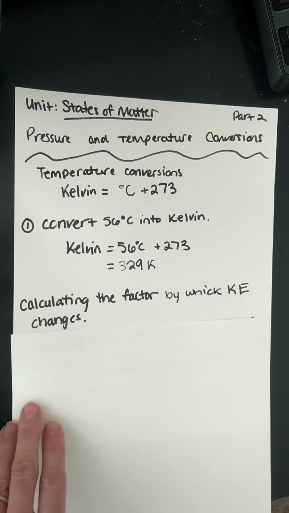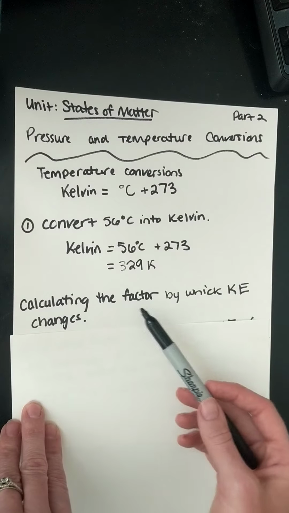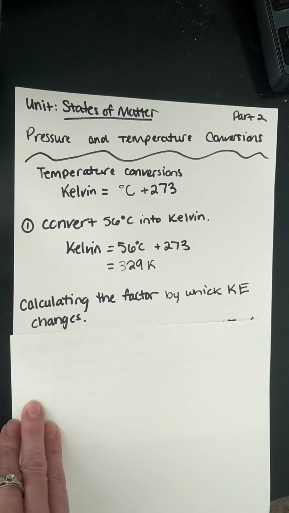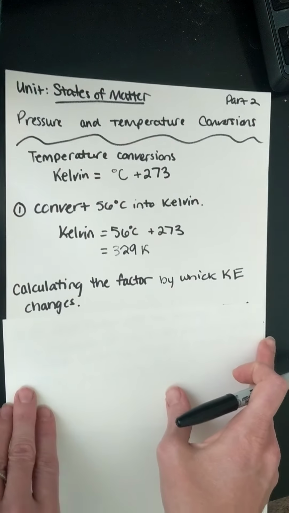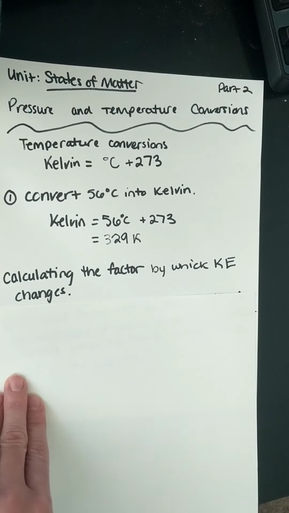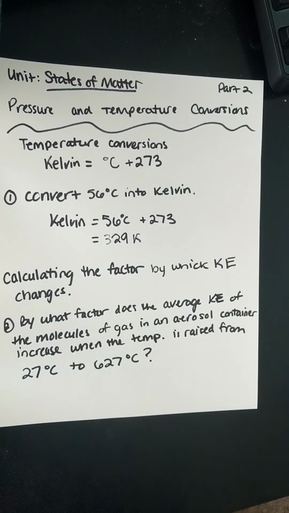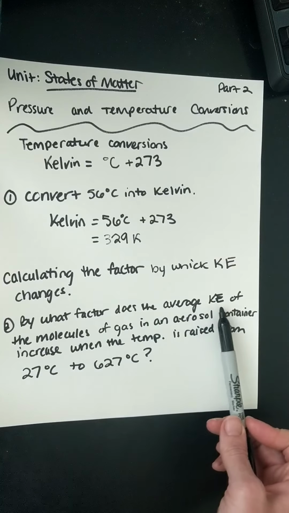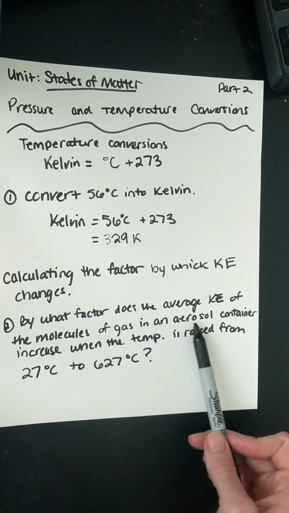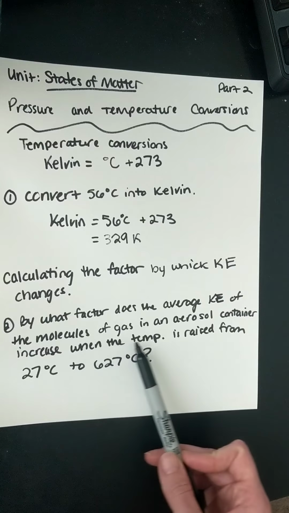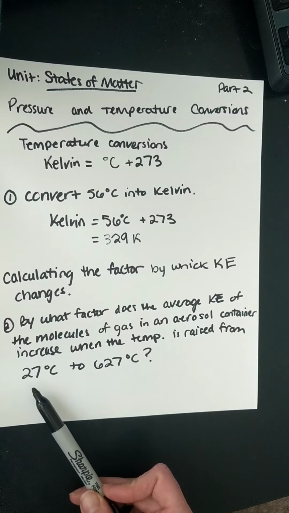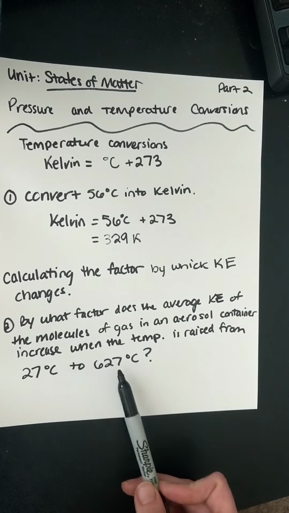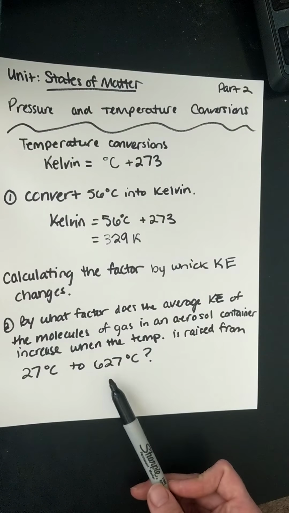Second part is now we have to actually calculate the factor by which kinetic energy changes. Kinetic energy can either increase or decrease, and we have to figure out if it's increasing or decreasing and by what multiple. So here's the first type of problem. It reads, by what factor does the average kinetic energy of the molecules of gas in an aerosol container increase when the temperature is raised from 27 degrees Celsius to 627 degrees Celsius?